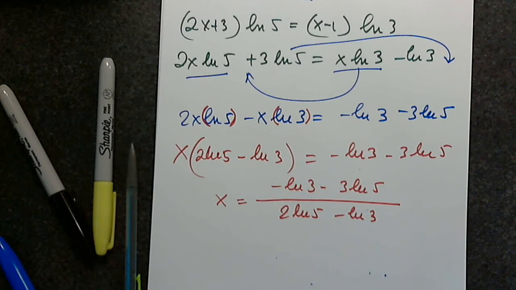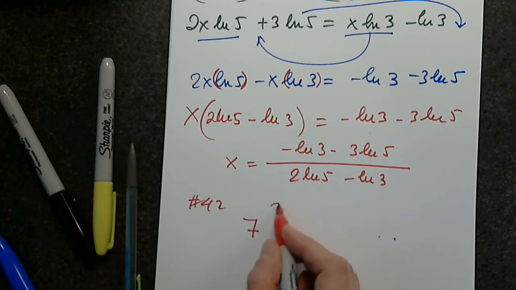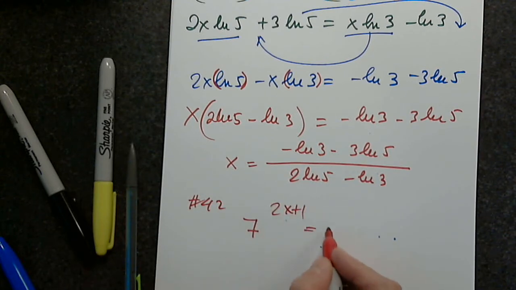Would you feel more comfortable if we would work on another one? Do you want to approximate? We can approximate and go back and check. Do we want to approximate and check, or we want to look at another? Another one? Okay, very good. So let's look at 42. 7 raised to 2x plus 1 equals 3 raised to x plus 2.